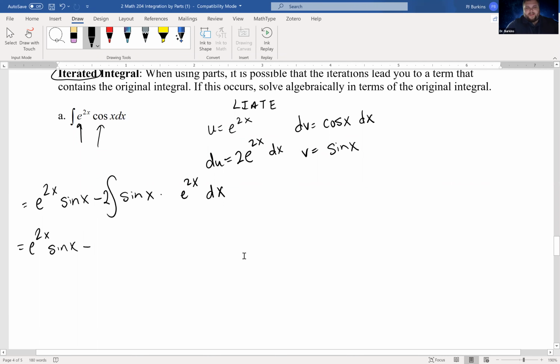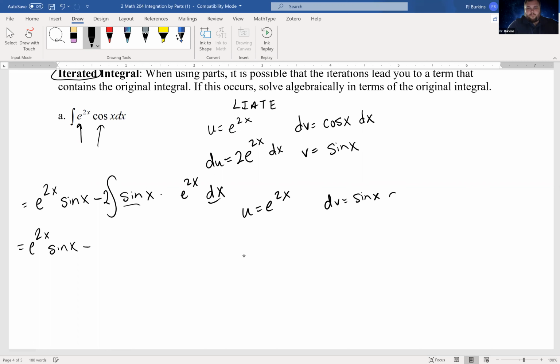All right, so I need to choose yet again a u and a dv. I'm going to let u equal e to the 2x again, and dv is going to be the leftovers. So that's going to be sine x dx. Calculate du and v. We've already done du. It's 2e to the 2x dx. What's the integral of sine? Negative cosine. Right.